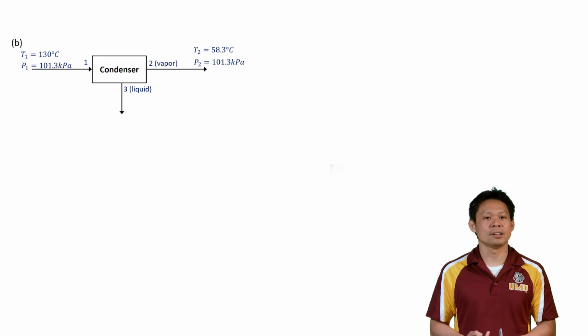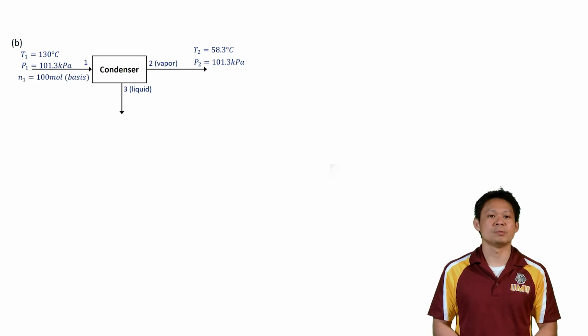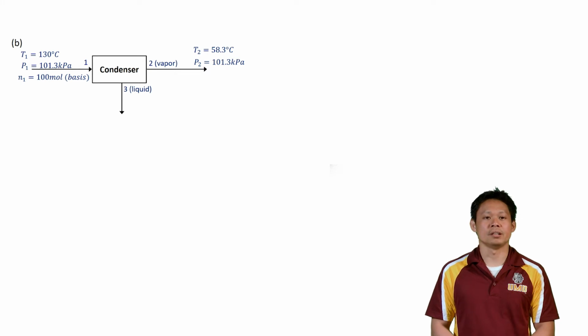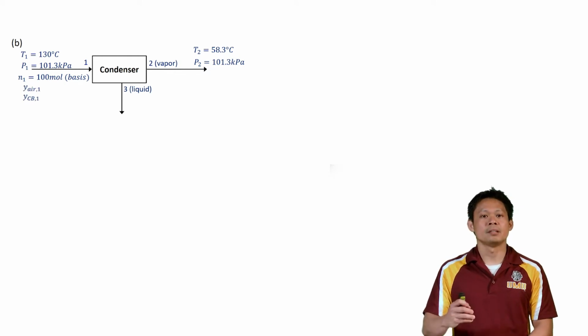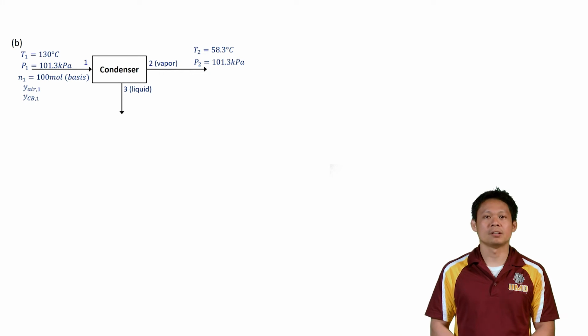So let's label everything. Remember that in this case, no basis was given, so we need to pick a basis. I'm going to pick a basis in stream 1, and that is going to be 100 moles of our feed going into the condenser. In this feed stream, we have chlorobenzene and air, so those are the mole fractions right there. In the vapor phase, in stream 2 coming out of the condenser, we also have air and chlorobenzene, so we have N2 and the respective mole fractions.